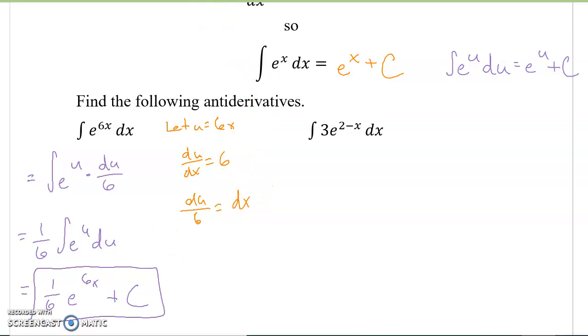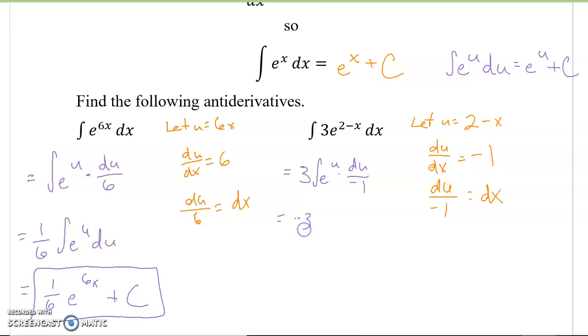This next one works the same way. We're going to let u equal... Go ahead and do this one before watching me do it, because I promise you that I know how to do it, but what you want to make sure is that you know how to do it. So use the video to check. Anyway, du over -1 equals dx. So the 3, we're okay with the 3. We'll just factor that out. And we get the integral of 2 minus x is u. Dx is du over -1, or we have -3.